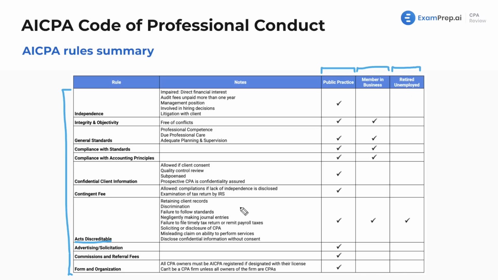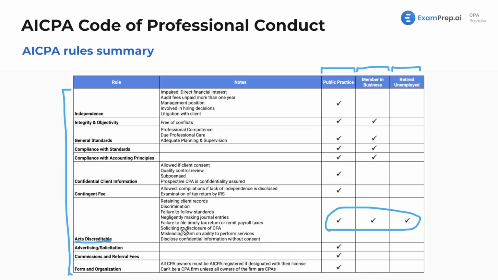You can't do any of these things. You can't do any discriminatory acts. You can't retain client records. If they ask for them back, you need to give them back. They'll allow you to follow standards. So everyone needs to follow these rules, as you see here. Everyone's got to follow all of these rules. You can't do anything bad.